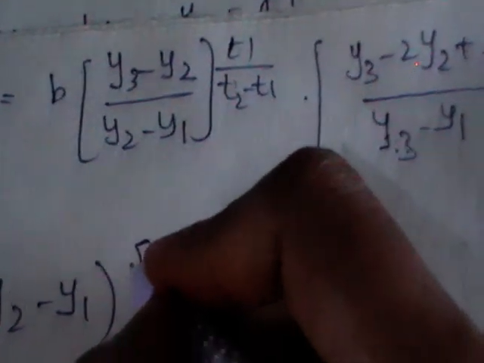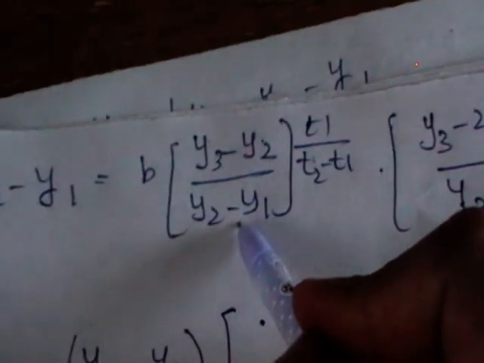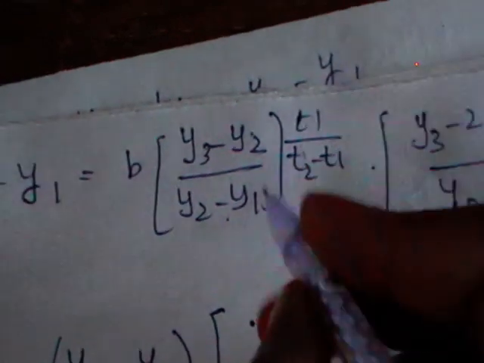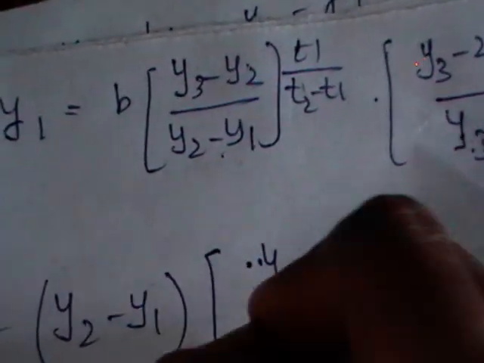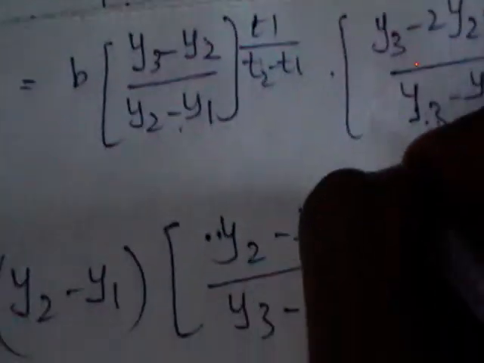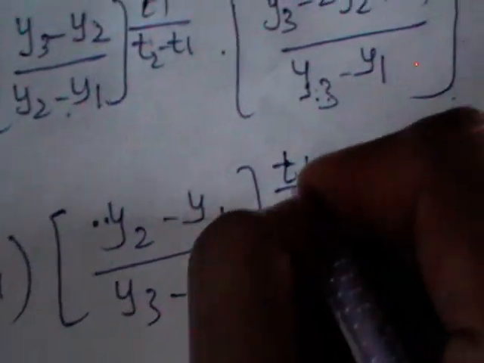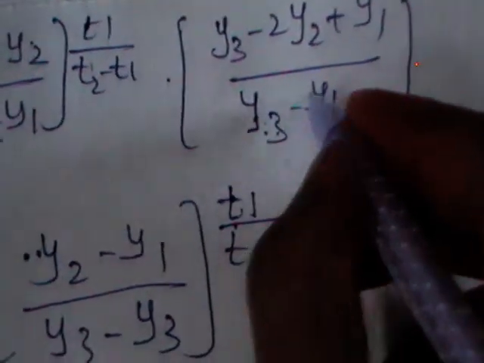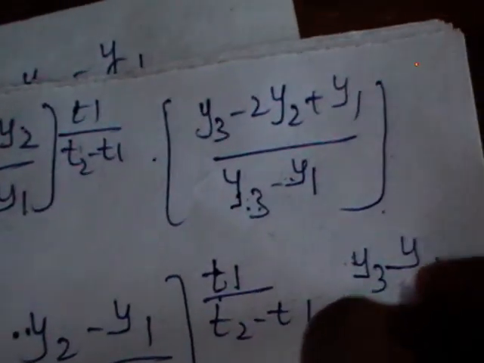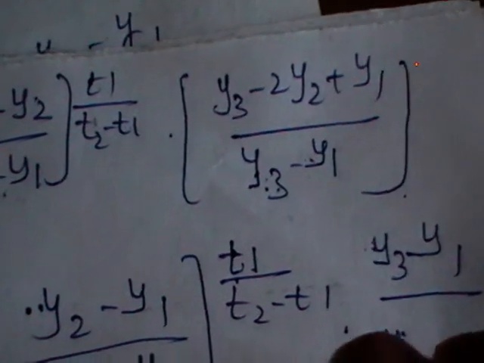b is equal to y2 minus y1 into, this will be the reciprocal, y2 minus y1 by y3 minus y2 whole power t1 by t2 minus t1 into, this term will be y3 minus y1 by y3 minus 2y2 plus y1.